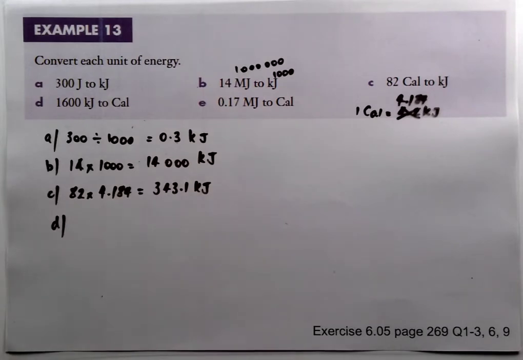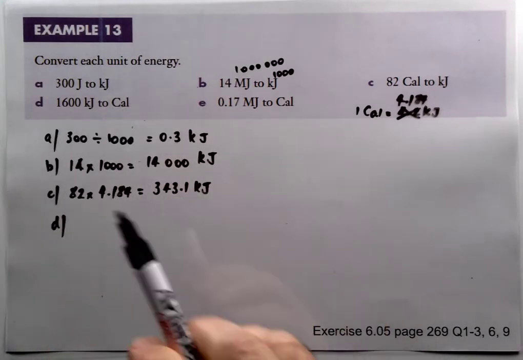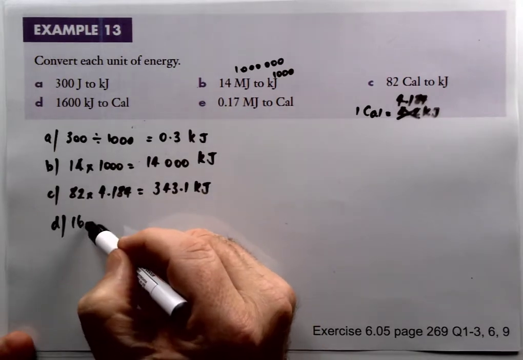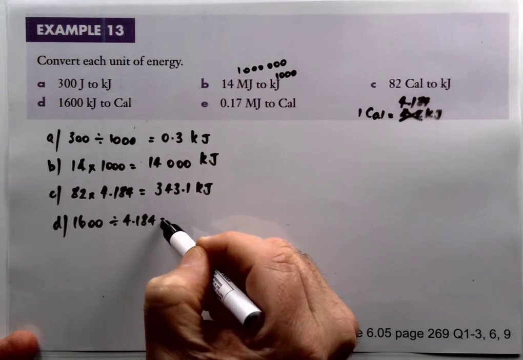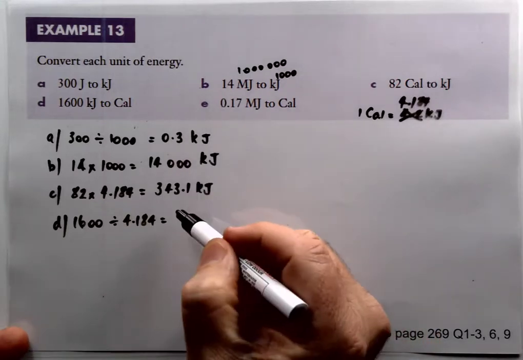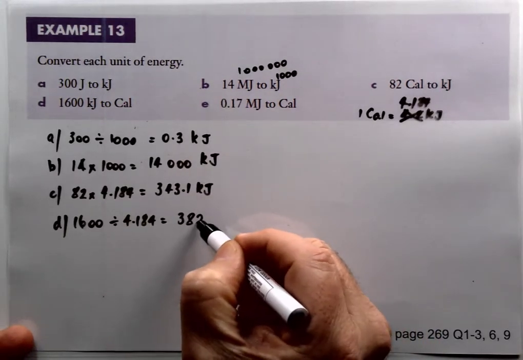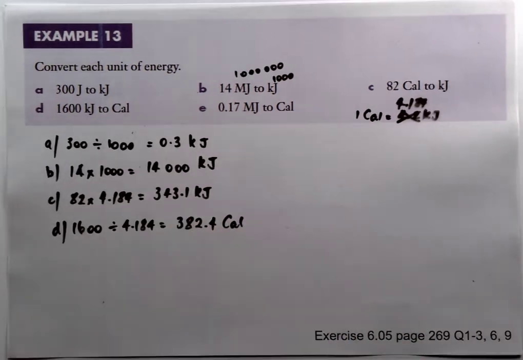Okay, moving to part D, we're converting kilojoules to calories, so the unit's getting bigger, so the number has to get smaller. So we're going to go 1,600 divided by 4.184. Okay, so that's going to give us 382.4. This answer is going to be in calories.